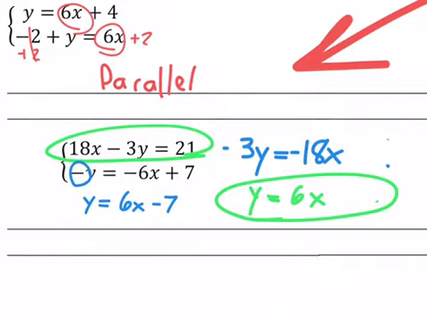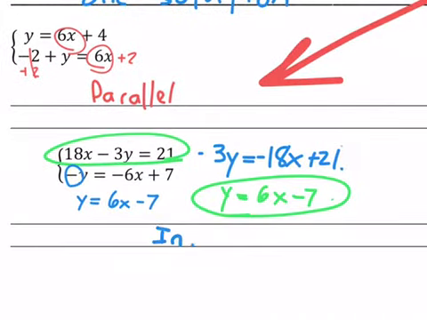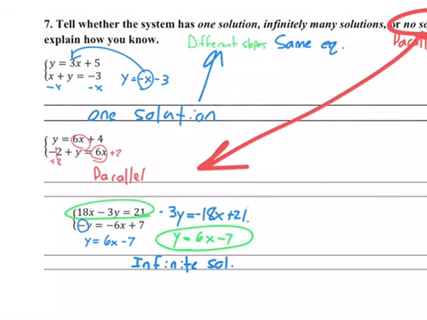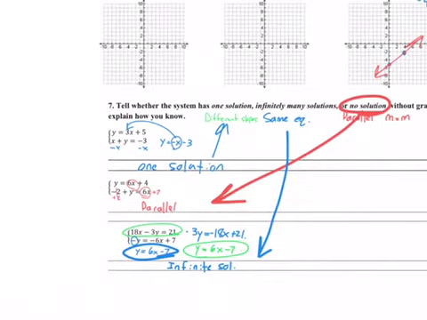Let's go back here. So this was initially a positive 21, but when I divided it by the -3, it should turn into a -7. Now, these two equations are the exact same, so this is infinite solutions, because both equations are the exact same.